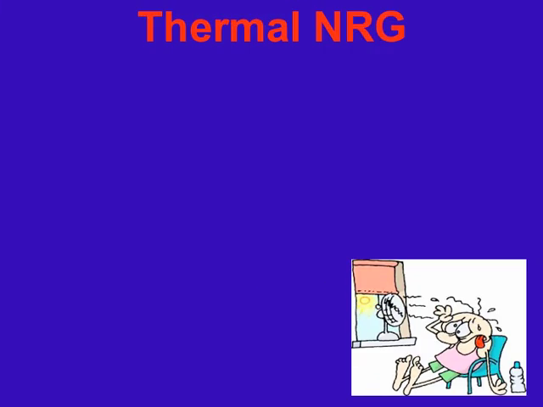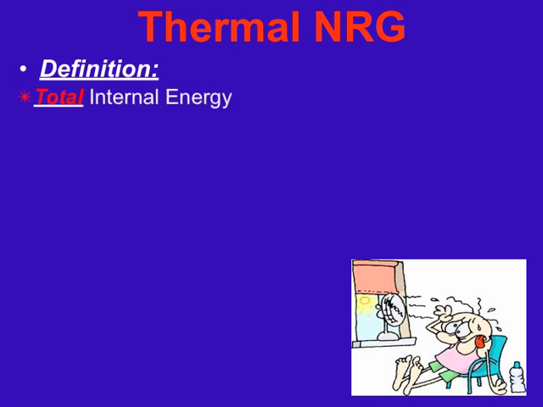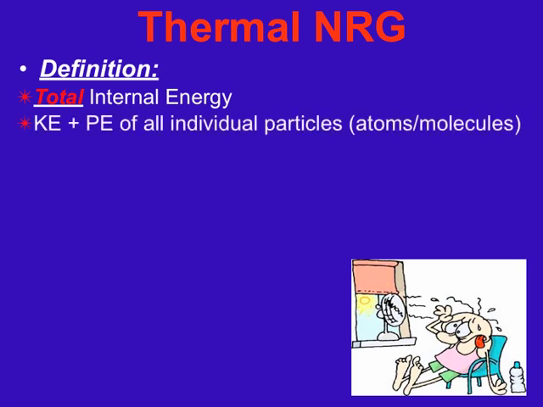So let's begin. What is thermal energy? Well, it's defined as the total internal energy of a substance. So we're actually looking at the energy of the particles inside whatever the substance is. So it's the kinetic energy, which is the energy of motion, and the potential energy, which is the energy of position or condition, and in this case, it's basically how far apart the particles are from each other.